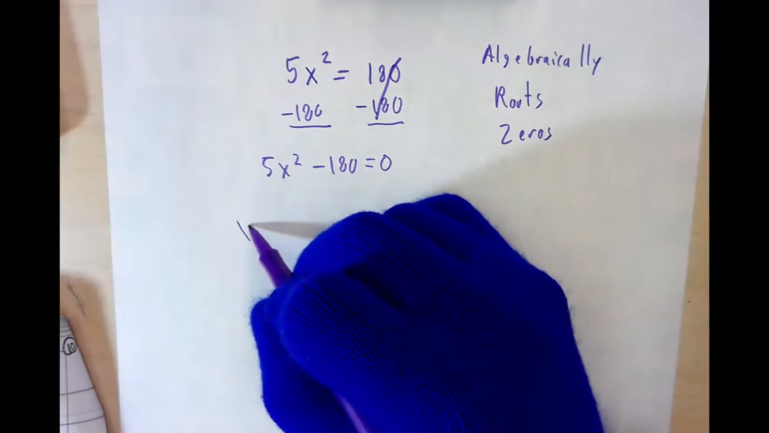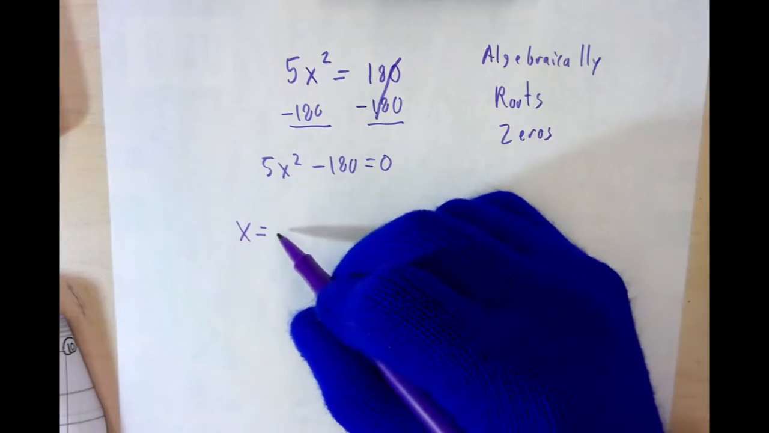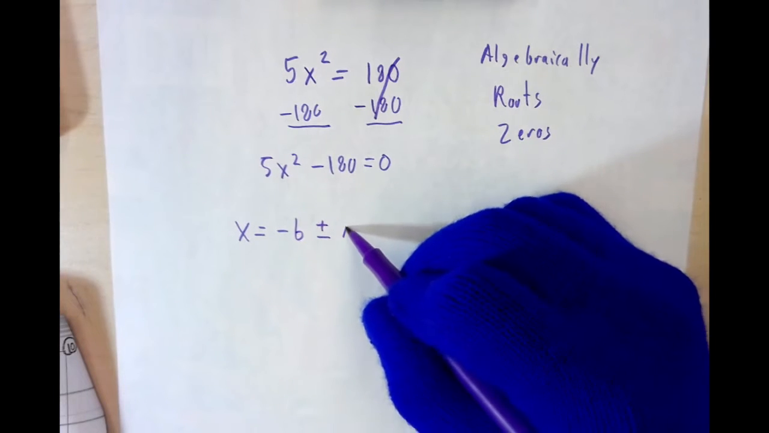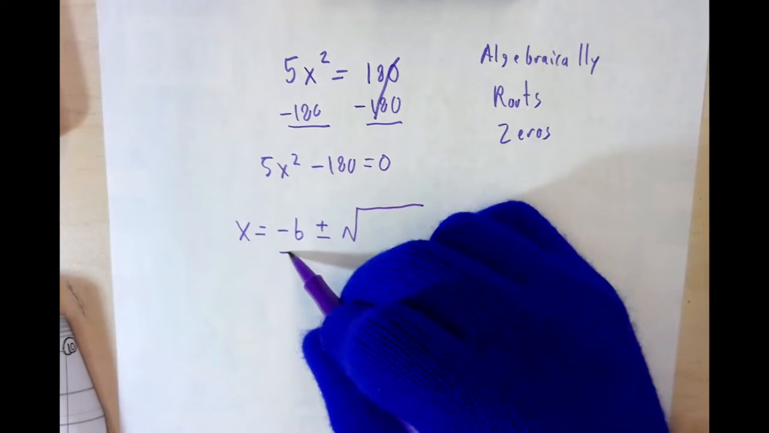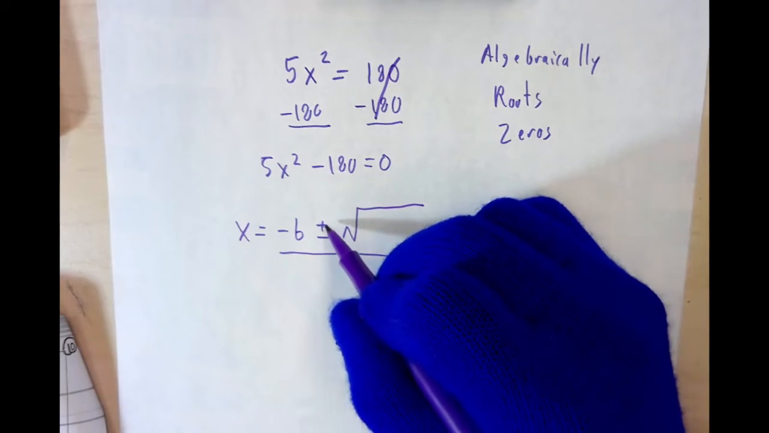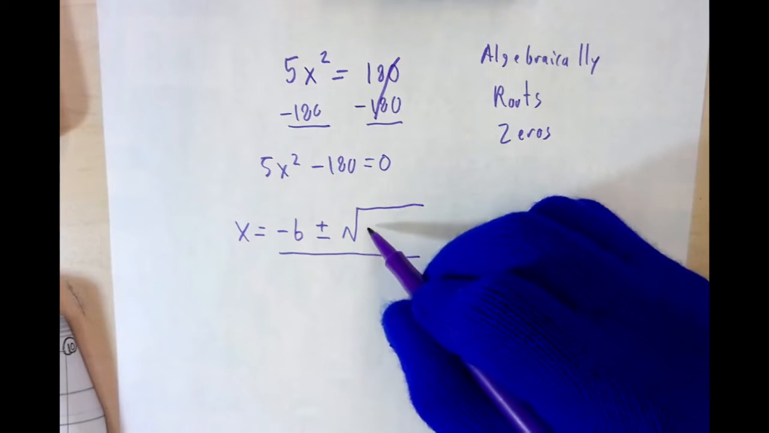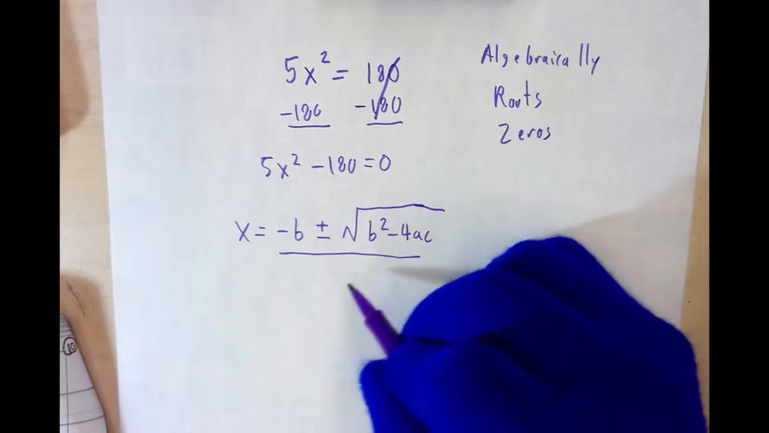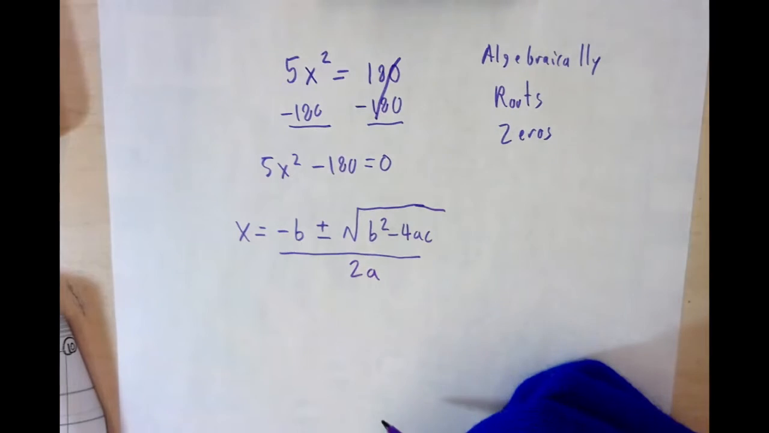Now is this. You actually have to commit this to memory. I recommend you create a song or some kind of phrase to help you put it together, but it's negative b plus or minus, I'm going to tell you what that is in a second, the square root of b squared minus 4ac all over 2a.